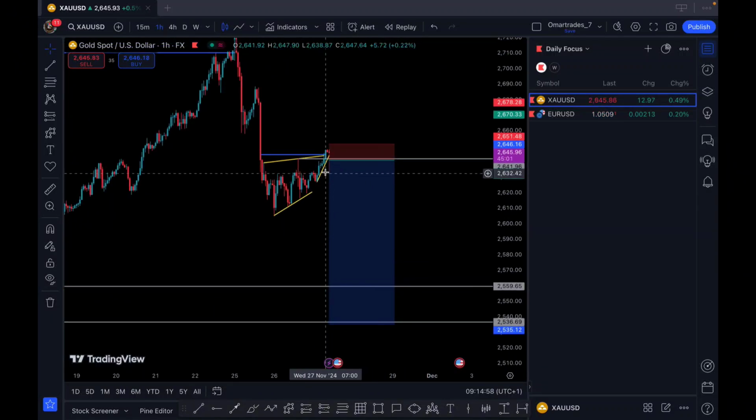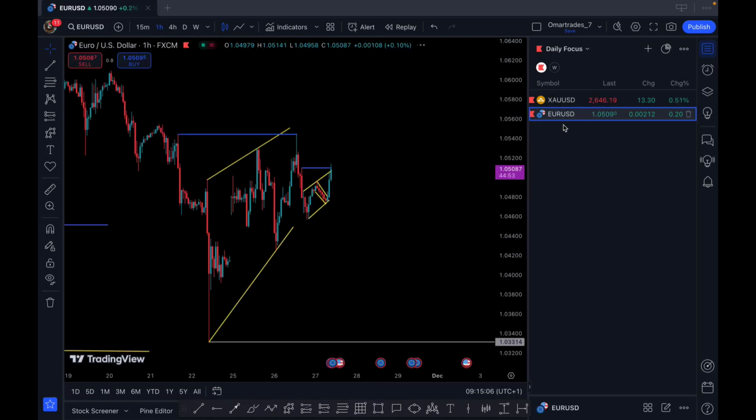So we're just going to see if this is going to close, and then once that happens, we'll take the trade. So let me just show you what I'm looking at here, real quick, on Euro USD.